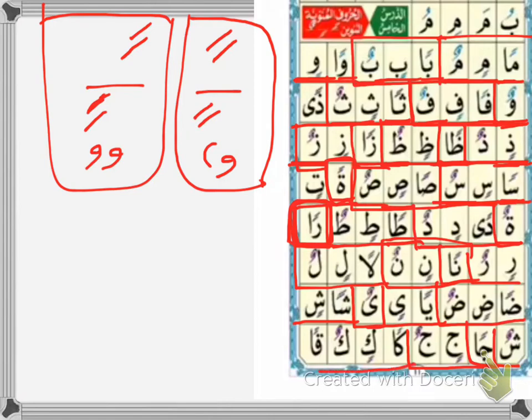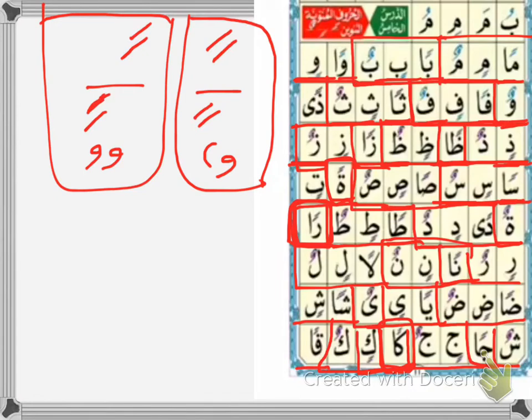Next letter is كاف. كاف فتحتين كن. كاف كسرتين كن. كاف ضمتين كن. Do you see this كاف? We saw this example in lesson 2 في الحروف المركبة. You could write كاف like this or this, and there's a different way. When you go back to lesson 2, you see this kind of كاف. Okay. Next one is قاف.